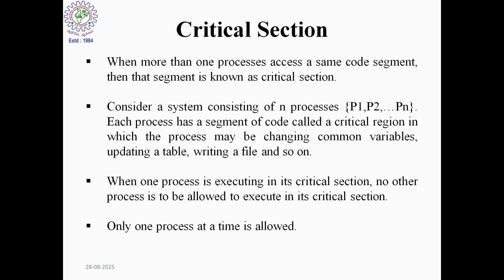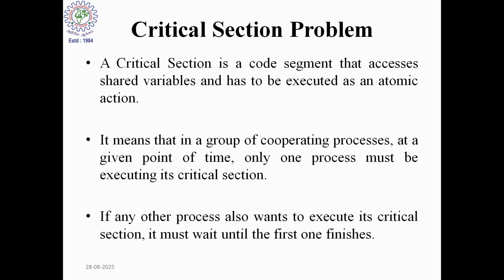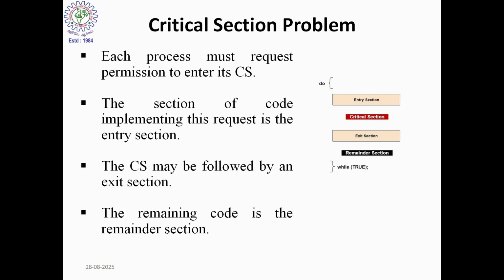So only one process will be allowed to enter into the critical section at one particular instant of time. No two processes can enter into their own critical sections at any common time. Okay, so this is what a critical section is. This is how we diagrammatically represent what a critical section looks like. Here we write a do while loop. Before the critical section we have an entry section. First of all, each and every process should make a request to enter into this critical section.